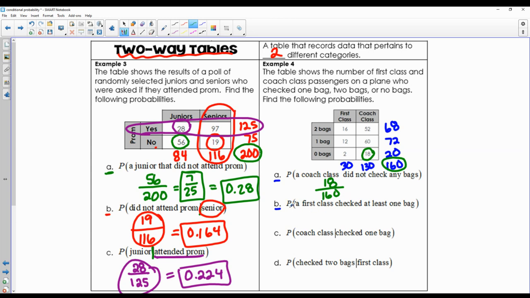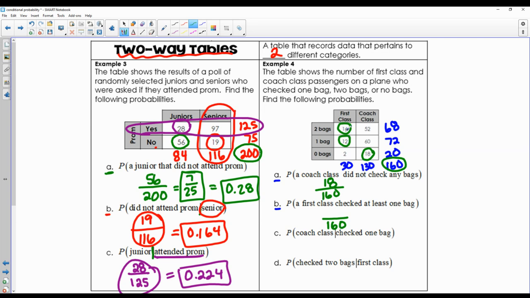Okay, second, what's the probability? Again, there are no conditions. See, there's no slash bar right there like this one. So we know that we're looking out of all 160 passengers. What's the probability that a first class passenger checked at least one bag? So they've got to be first class. They can't check 0 bags, but they can check 1 bag, or they could check 2 bags. This is a little tricky one. They've got to check at least 1.